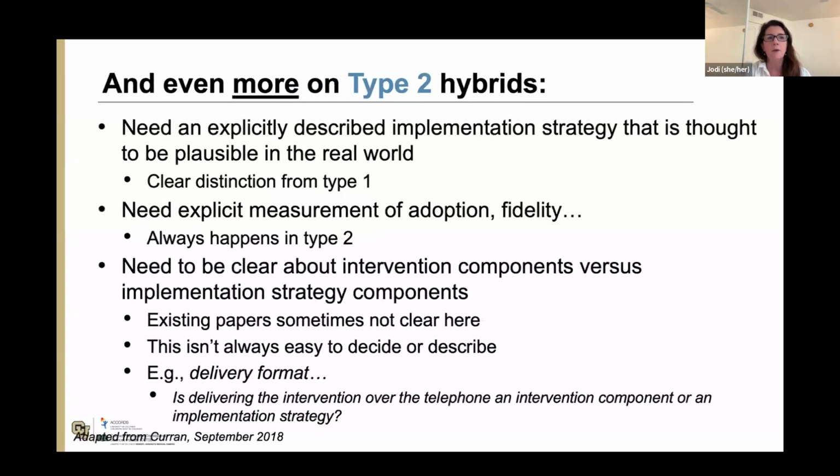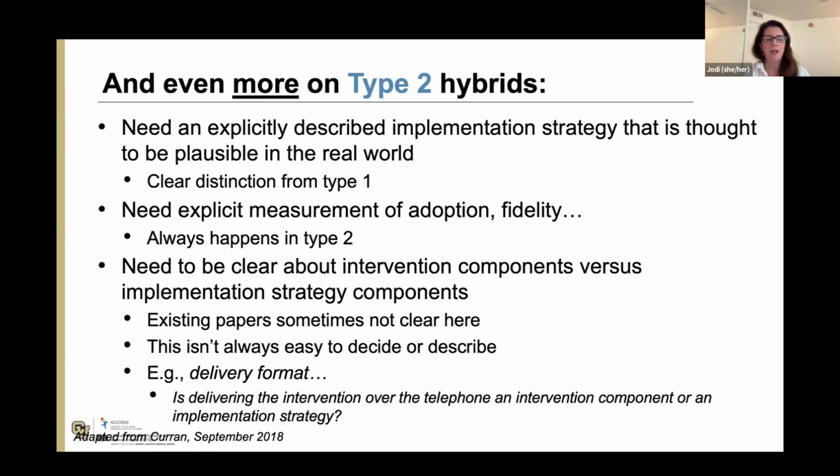A little bit more about that: there is a need for an explicitly described implementation strategy that is thought to be plausible in the real world, which is the distinction from type 1, and explicit measurement of adoption and fidelity always happens in type 2. You need to be clear about intervention components versus implementation strategy components. So this is a little bit fuzzier.